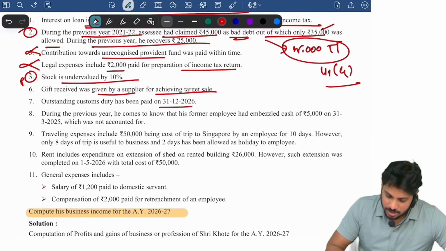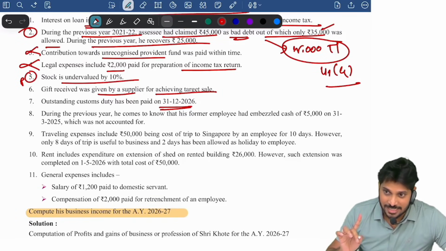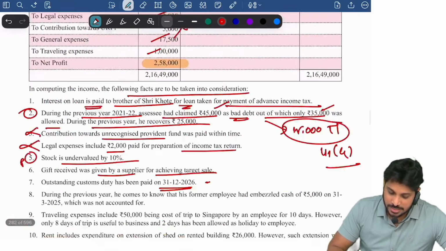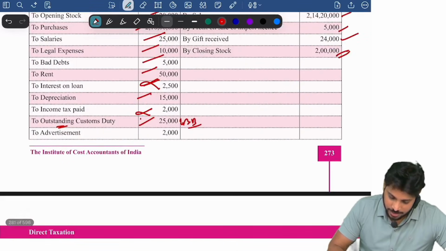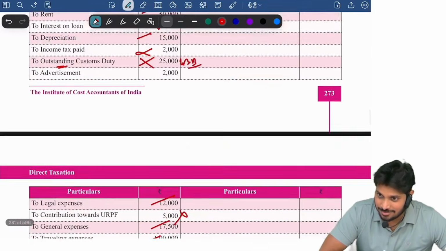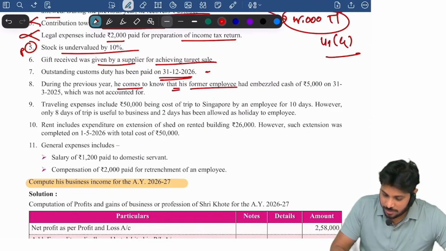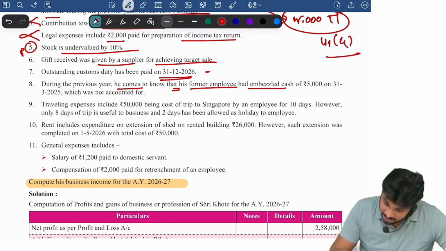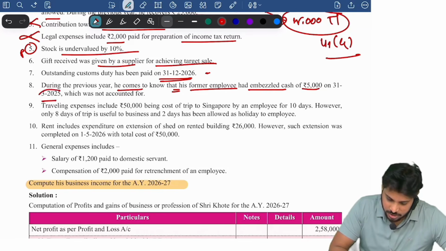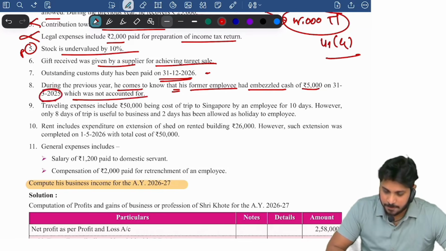Outstanding customs duties paid after the due date for filing IT return, 31st December 2026. Therefore, 43B disallowed. Yes or no? Next. During the year, he came to know that his former employee had stolen cash of 5,000 rupees on 31st March 2025, which was not accounted for.